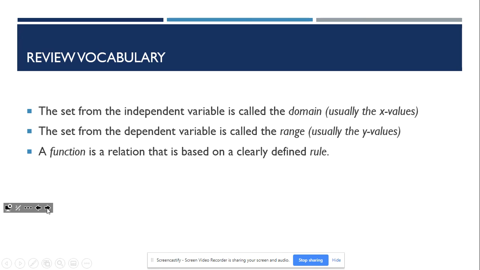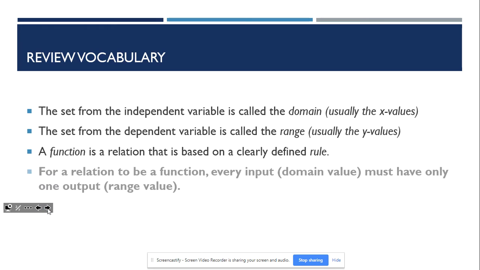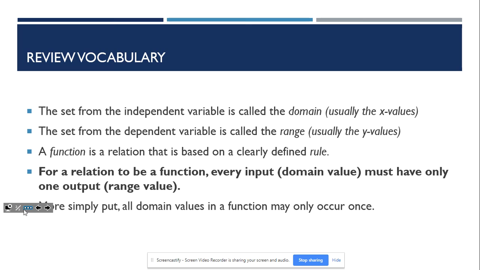And something is a function if the relation is based on a clearly defined rule. And the most important thing to remember is for a relation to be a function, every input or domain value must have one and only one range value. And again, more simply put, all domain values in a function can only occur once. So if you have a list of the domain values, if you see that they occur more than once, it is not going to be a function.